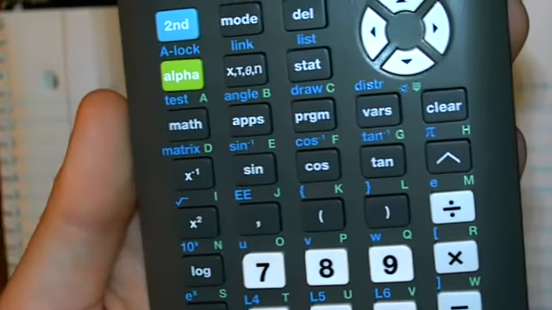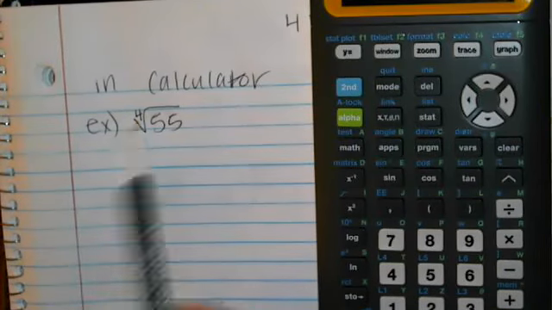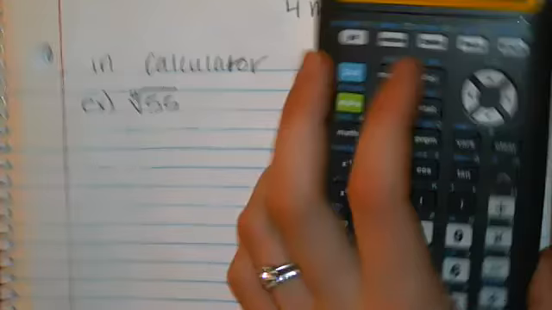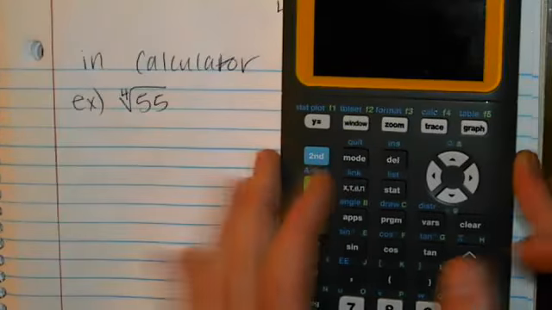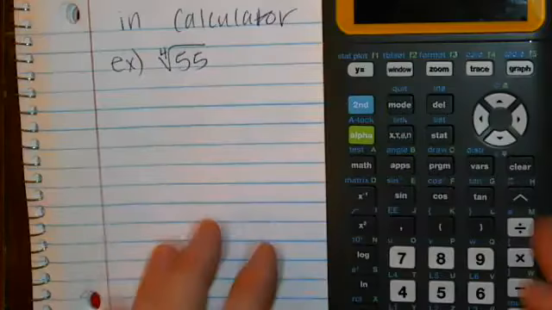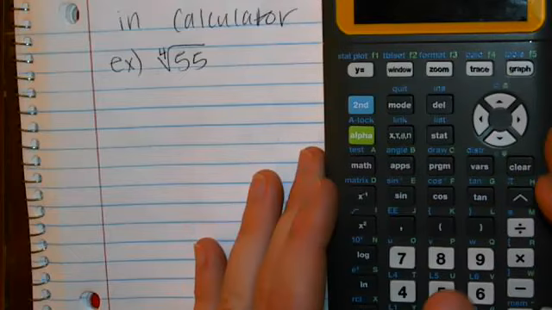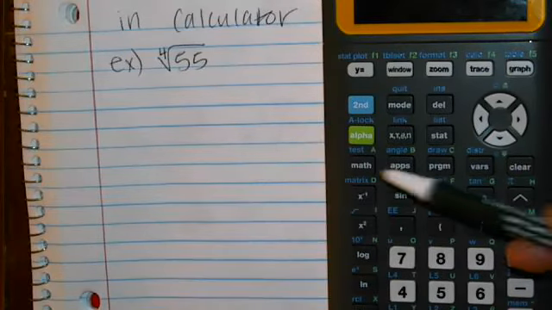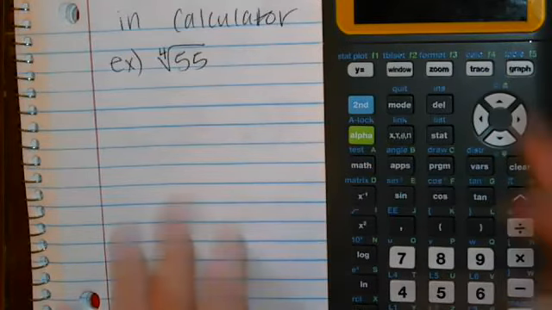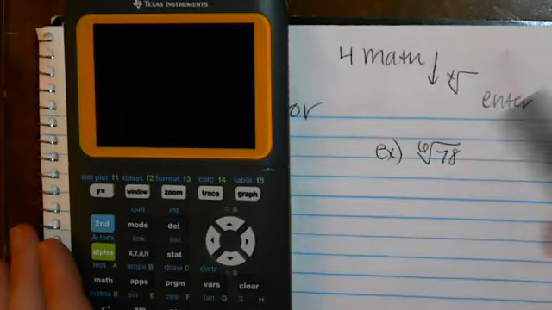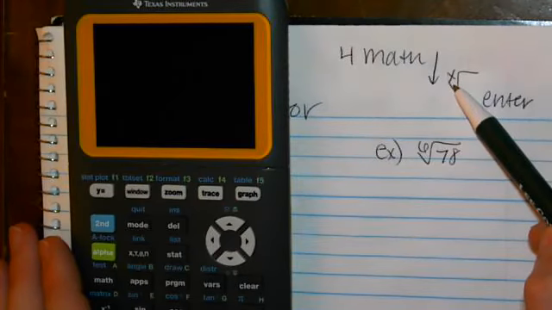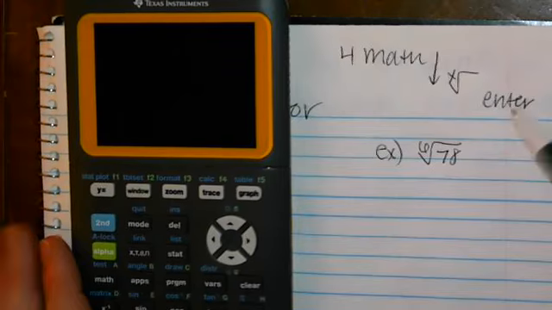But what if we want to find something that's not a square root? Let's say we want something like a fourth root of a number, or a sixth root of a number. We have to take a different process. We don't have one specific button that goes to the sixth root. So we go to the math button, scroll down to a thing that looks like an X and then a radical bar, and hit enter.